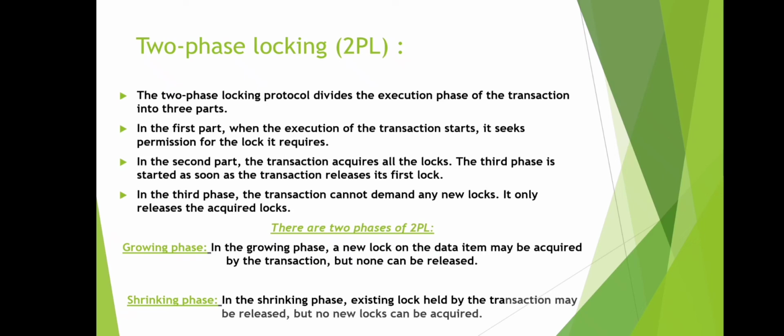There are two phases of 2PL. Growing phase. In the growing phase, new locks on data items may be acquired by the transaction, but none can be released. Shrinking phase. In the shrinking phase, existing locks held by the transaction may be released, but no new locks can be acquired.